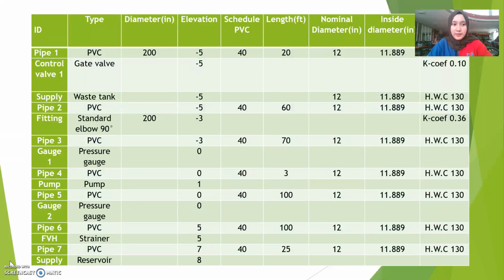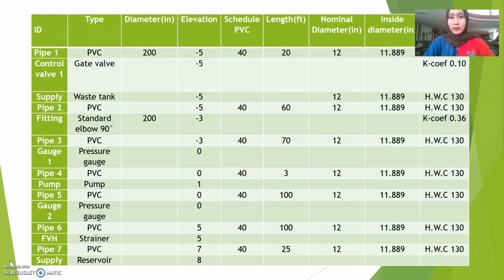For the schedule of the PVC, it is the same for pipe 1, pipe 2, pipe 3, pipe 4, pipe 5, pipe 6, and pipe 7. We use the same schedule, which is 40. For the length, it is different. For pipe 1, we use a length of 20 feet. For pipe 2, we use 60 feet. For pipe 3, we use 70 feet. For pipe 4, we use 3 feet. Pipe 5, 100 feet. Pipe 6, 100 feet. And pipe 7, 25 feet.